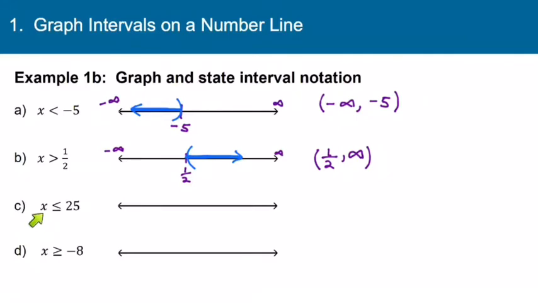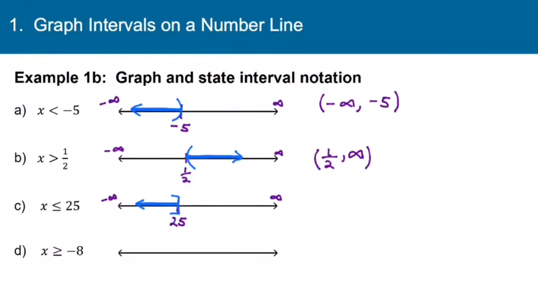Okay, now for part C, we want to graph x is less than or equal to 25. So I'll label my number line with a 25. The numbers that are less than 25 are to the left, and we have an or equal to line. So this time I have a bracket at the end of my shading. And remember, the left end of the line is negative infinity, the right end is positive infinity. And our shading here goes from negative infinity to 25 bracket.